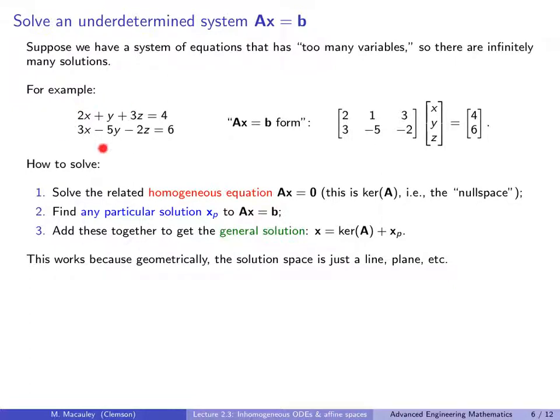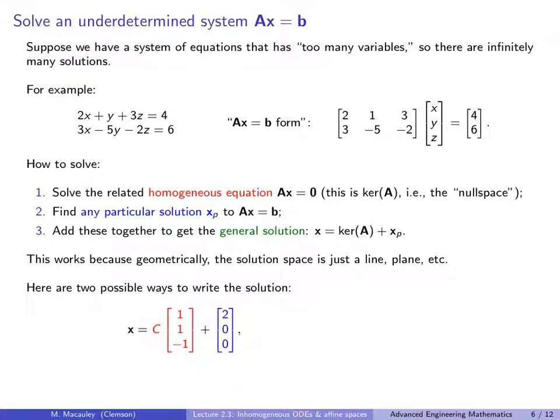So here's this example above. Let's actually solve this. So here are two possible ways to write the solution. So the first one, x equals c times 1, 1, negative 1 plus 2, 0, 0. Now, obviously I didn't do this step by step, but just notice that 1, 1, negative 1 solves this equation.